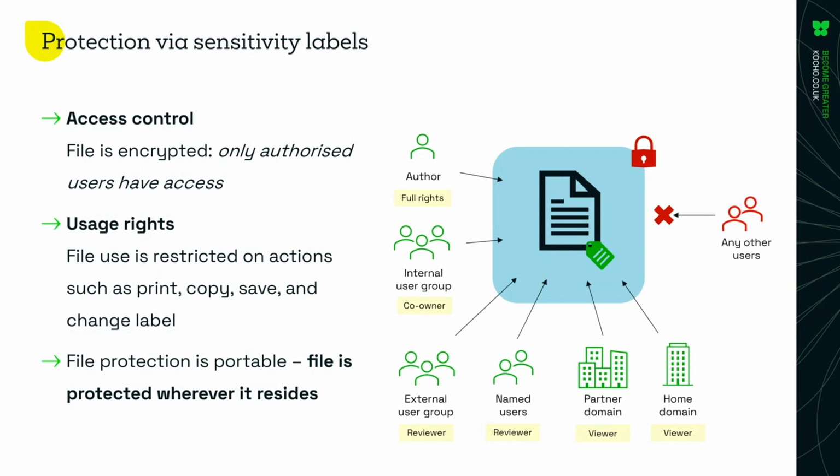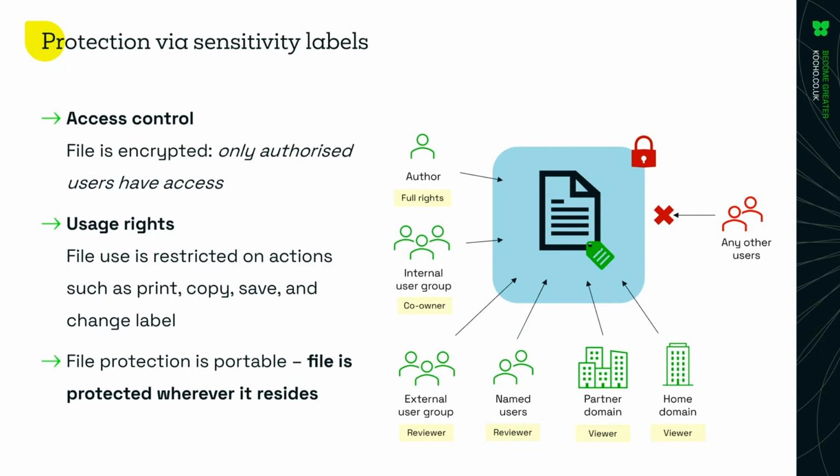Just a quick aside on the protection there. It basically provides two features. It provides access control in that, yes, the file is encrypted, and only if you're authorized will you be able to open up that document. It also can apply usage rights. So as well as saying you're an authorized user and you can come in, I'm only letting you do certain things. I might not let you print. I might not let you save. Importantly, I might not let you change the label to something less sensitive. These are all things that can be applied in sensitivity label encryption.